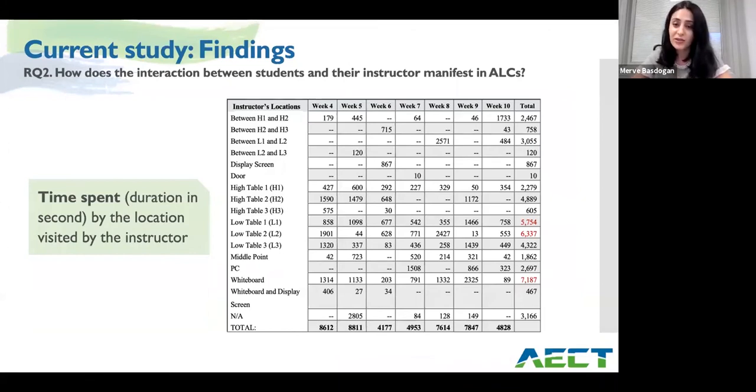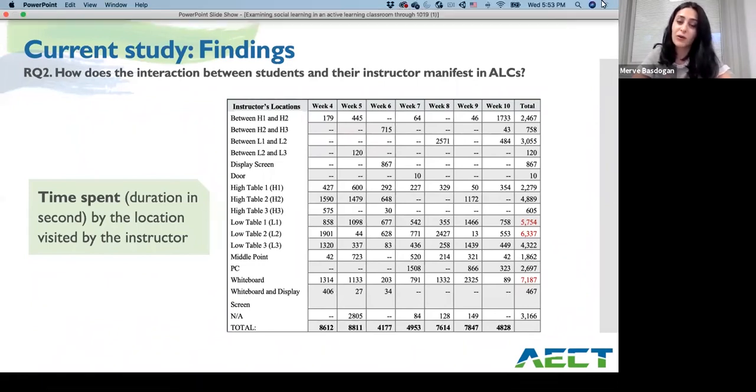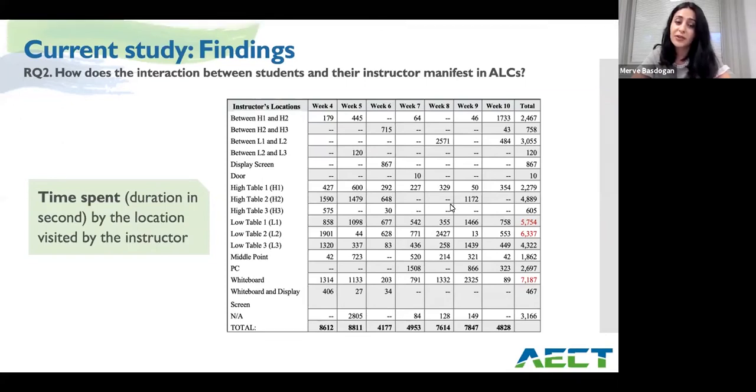In the next slide, we will see the percentage and frequency of the time spent by the instructor. This table shows us the instructor spent most of the class time near the whiteboard. It is around 7,000 seconds, which equals 1.9 hours, and it is followed by low table number 2 and low table number 1. And the instructor typically used the whiteboard for interactive lectures, which I will explain in the following slides.